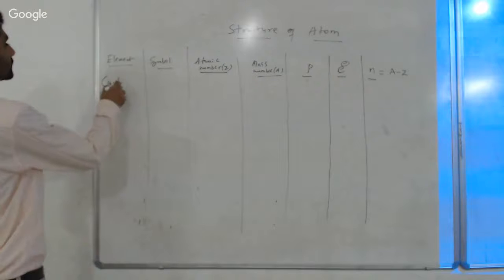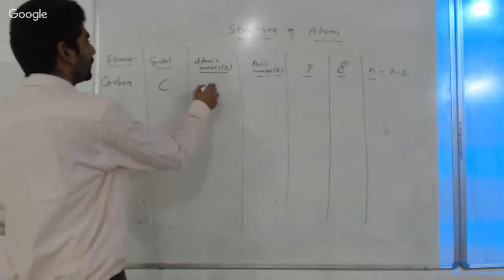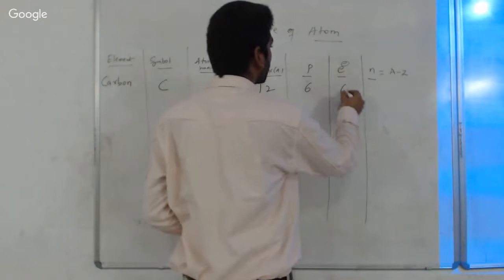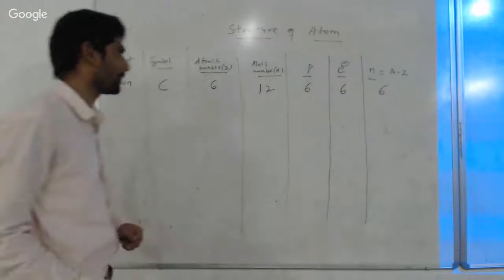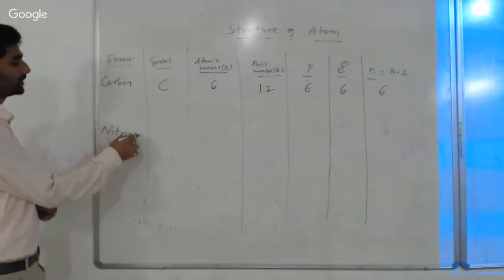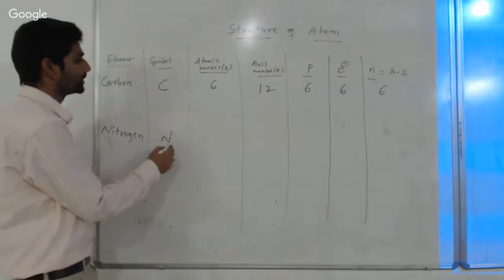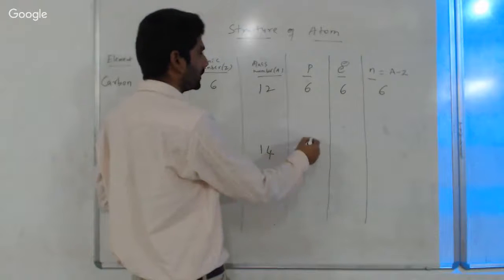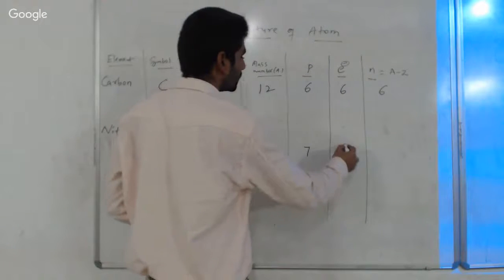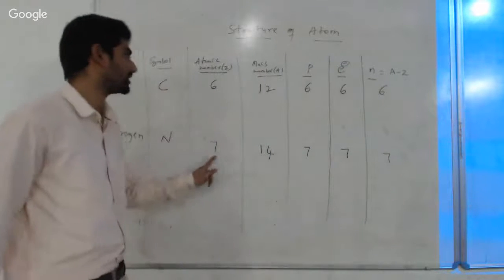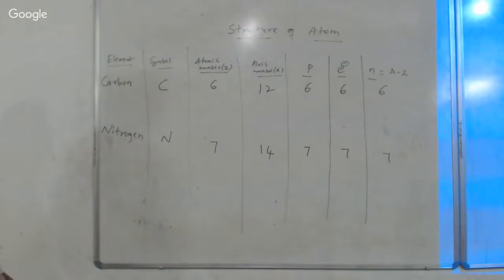Carbon: 6, 6, mass number 12, number of protons 6, number of electrons 6, number of neutrons 6. Nitrogen, next element. Symbol N, atomic number 7, mass number 14, number of protons 7, so 7 protons, 7 electrons, 7 neutrons. 14 minus 7, we get 7.